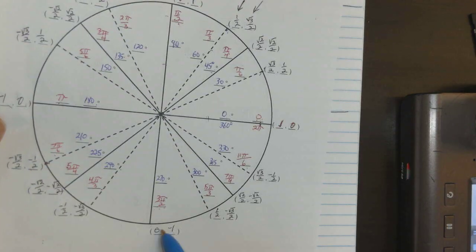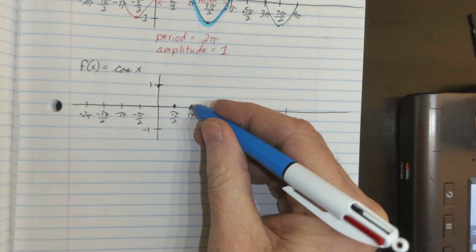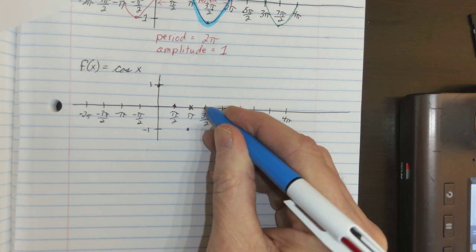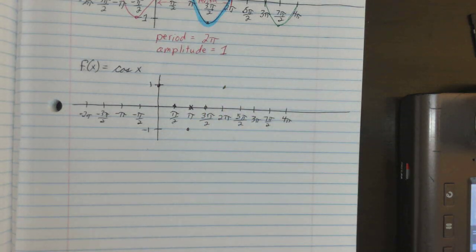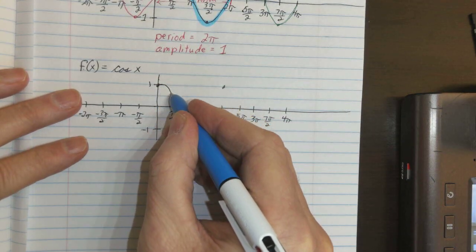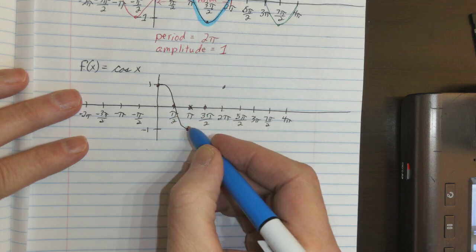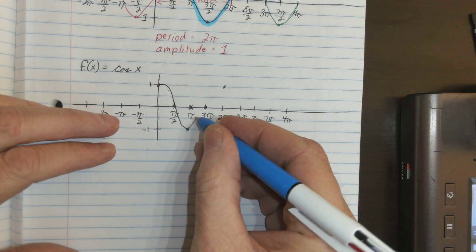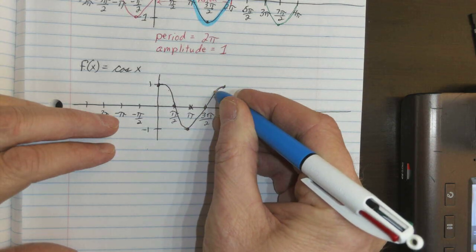Cosine of 3 pi over 2 is 0. Whoops, that's not there, that's there. And cosine of 2 pi comes back up to 1. So this one comes out like this. And if I were to use this circle for the 45 or something, I get a point there, and you see how it comes up and then comes back up here.